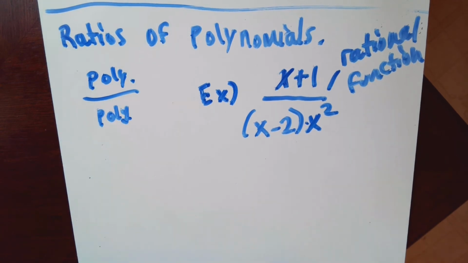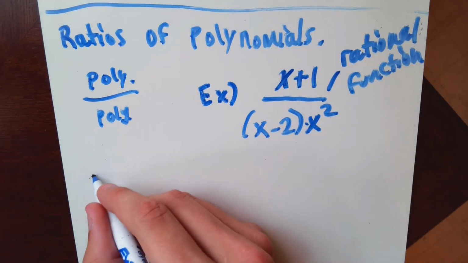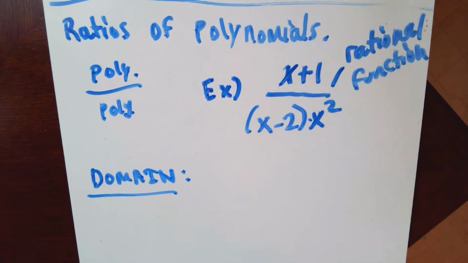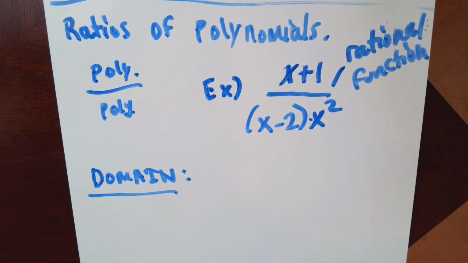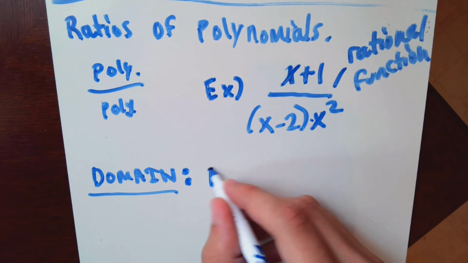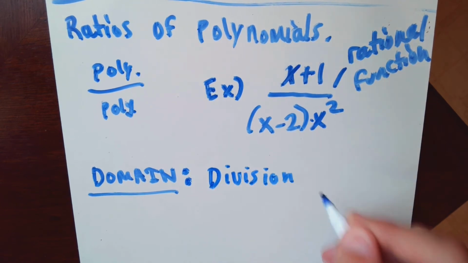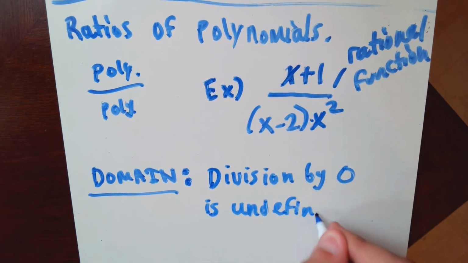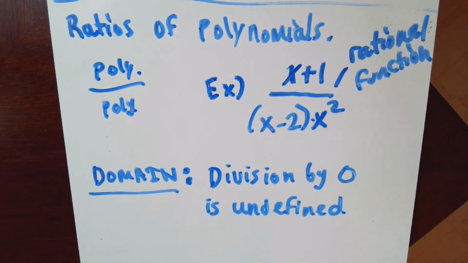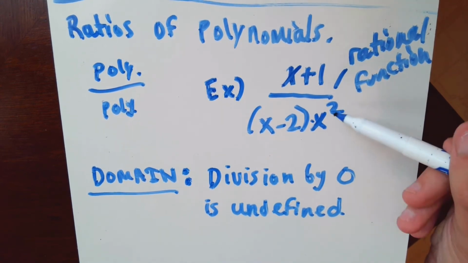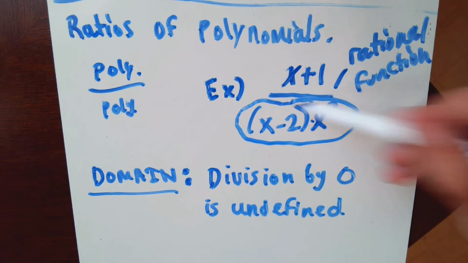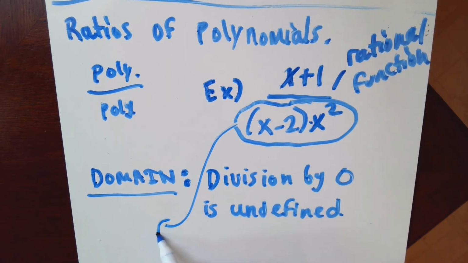Now, the next thing we want to do is briefly touch on what the domain of rational functions looks like. For the domain of a rational function, the key thing to remember is that you cannot divide by 0. Division by 0 is undefined. Now, what does that mean in practice with this example? If we focus in on our denominator, the part that we're dividing by, we would need this to not equal 0.